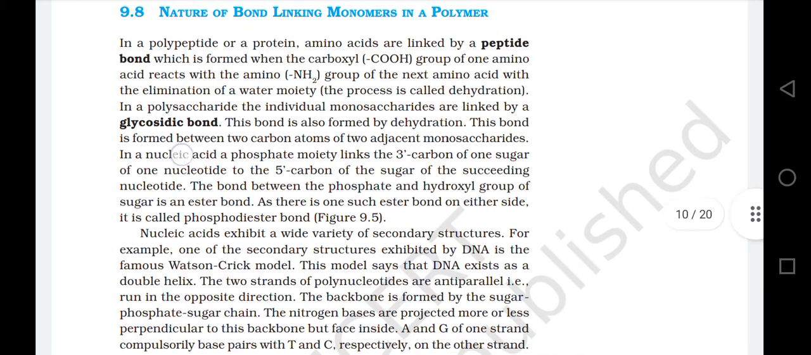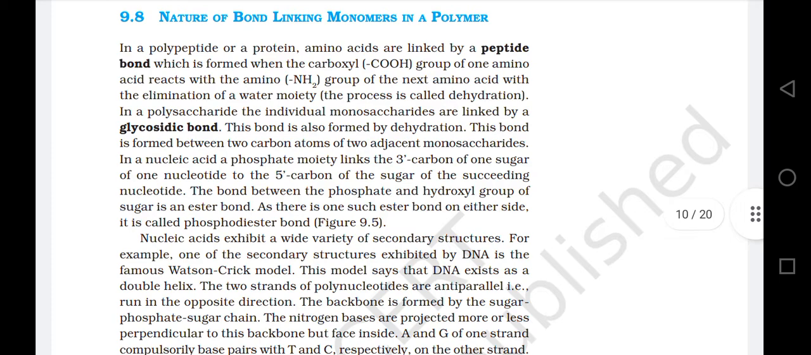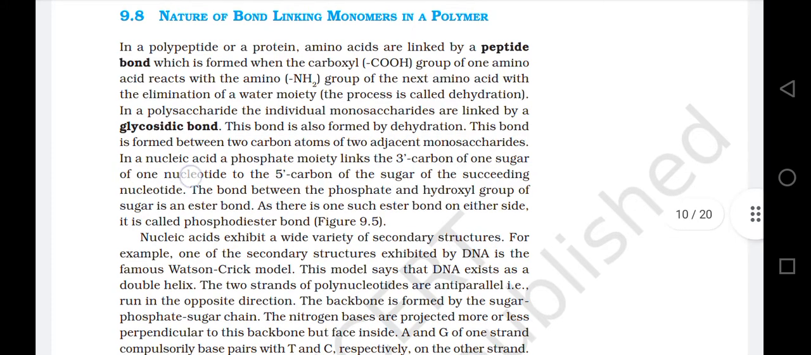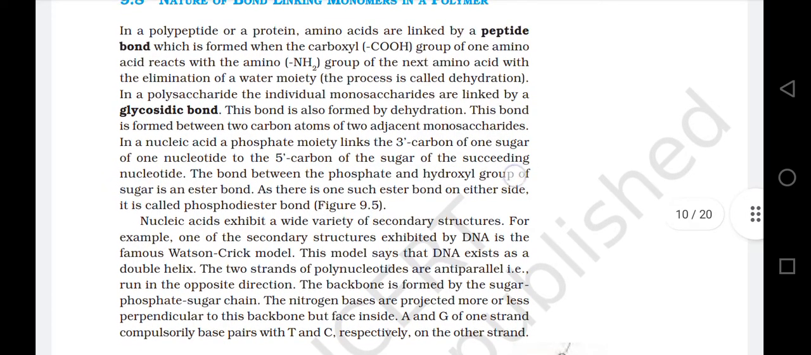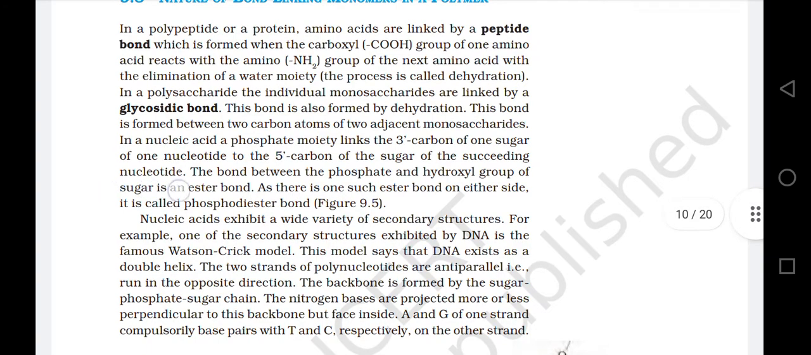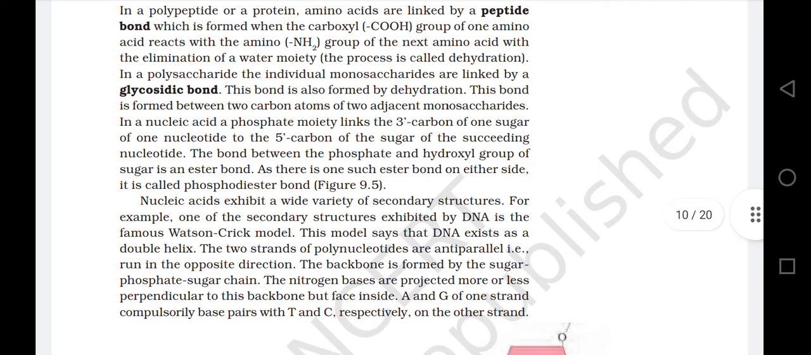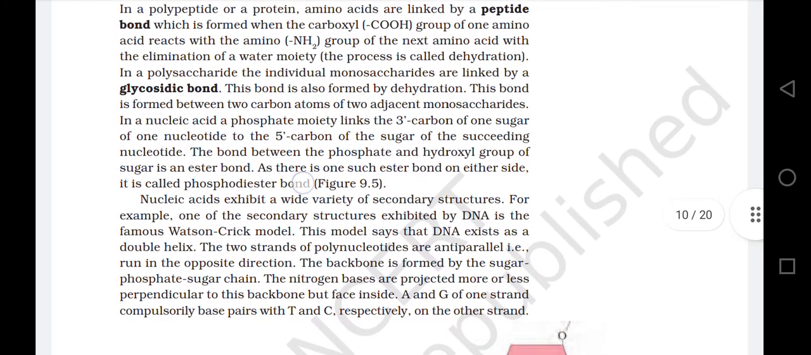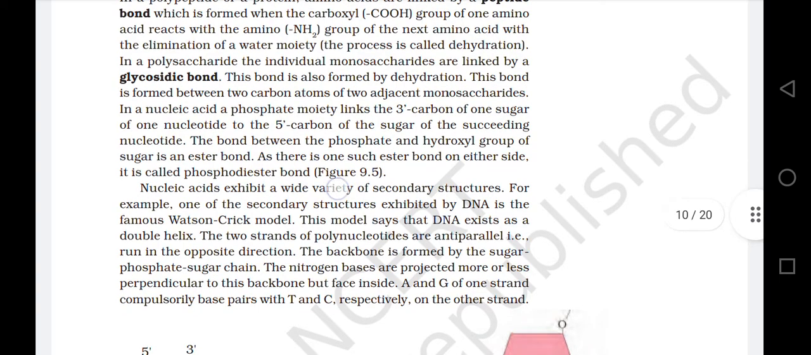In a nucleic acid, a phosphate moiety links the third carbon of one sugar of the nucleotide to the fifth carbon of the sugar of the succeeding nucleotide. The bond between the phosphate and the hydroxyl group of the sugar is an ester bond. As there is one such ester bond on either side, it is called a phosphodiester bond. Figure 9.5. Nucleic acids exhibit a wide variety of secondary structures.